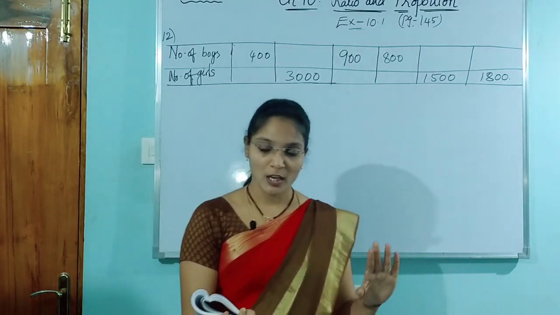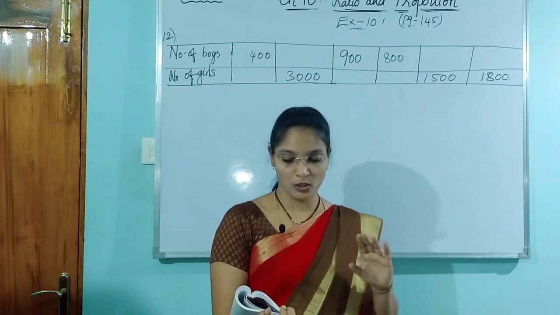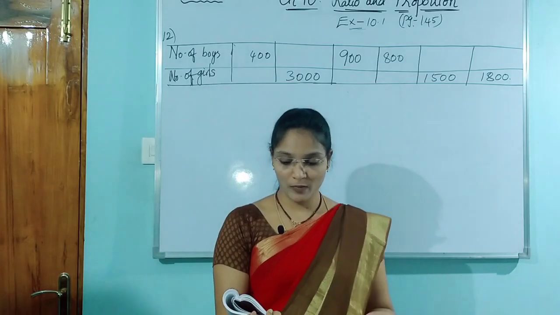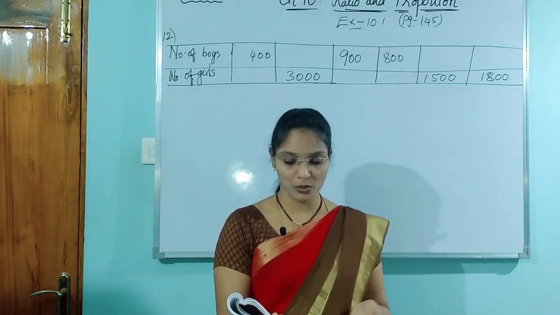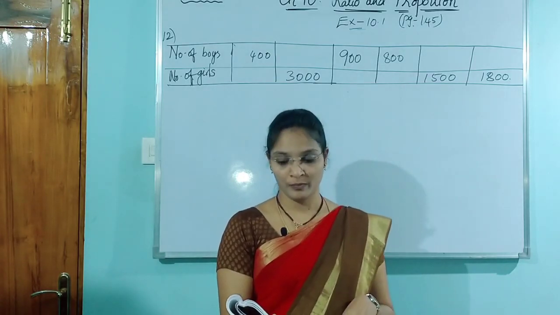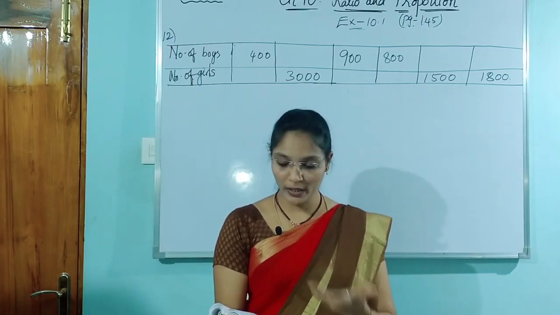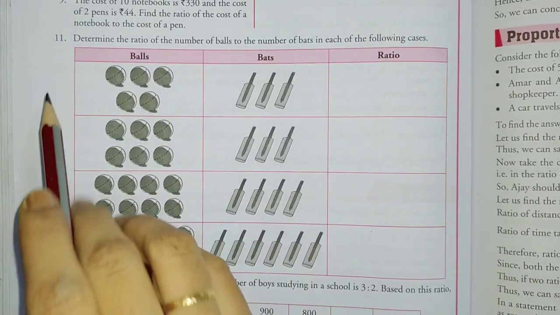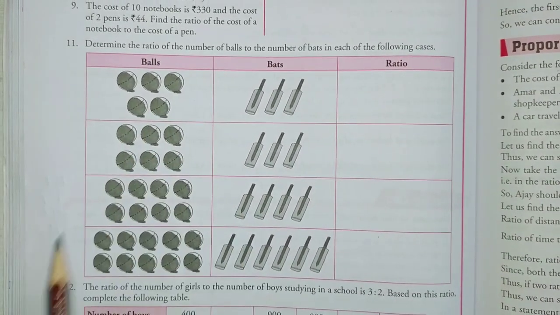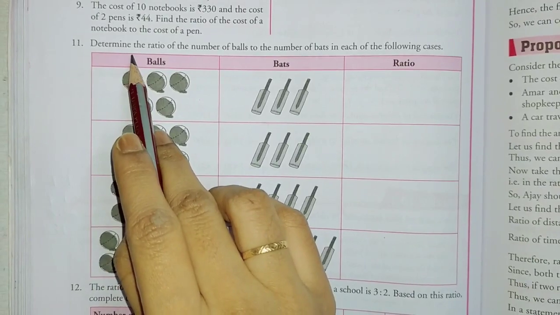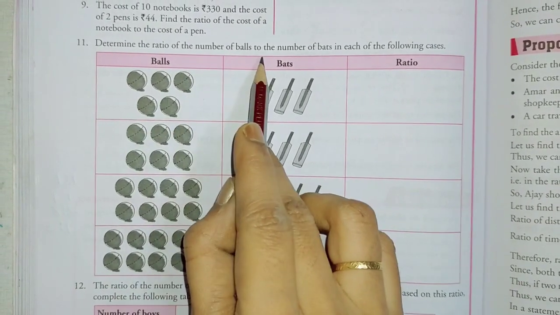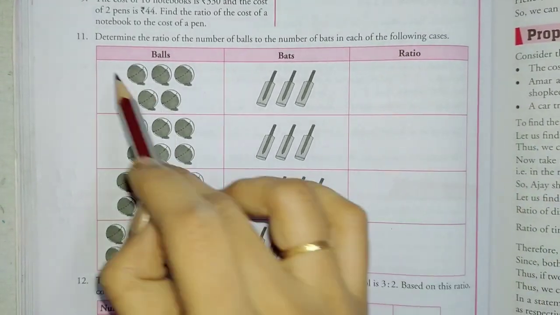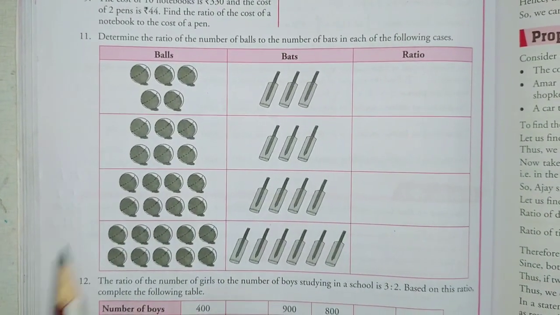The same way, first you have to find the length used to stitch one skirt, then the length used to stitch one top. Then you can find the ratio. Okay children? Now the 11th question, I am reading. Determine the ratio of the number of balls to the number of bats in each of the following cases. They have given the data in a box.